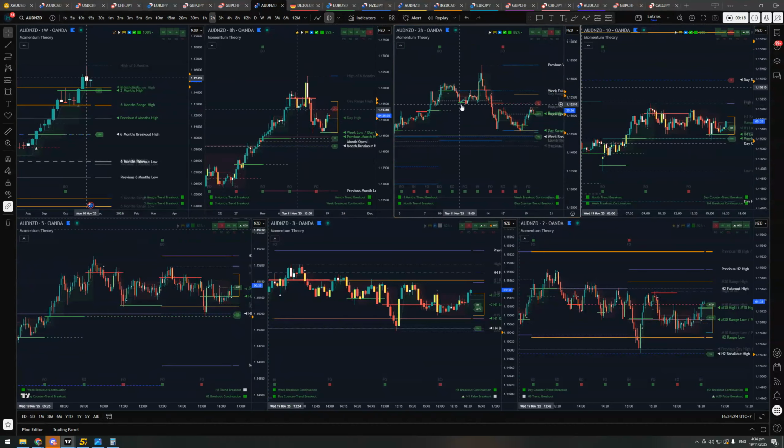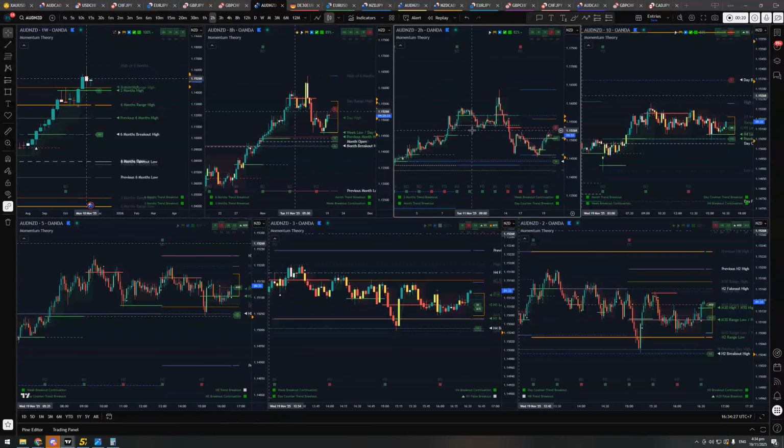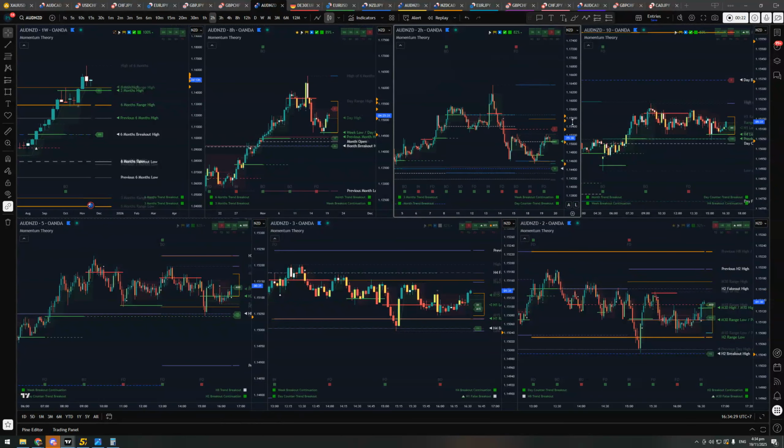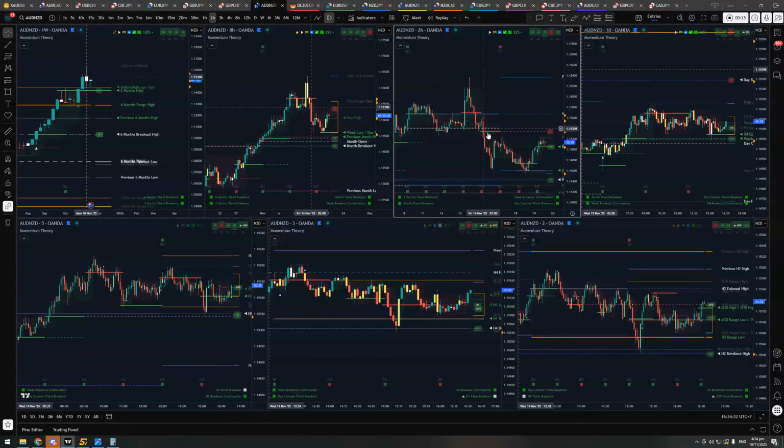Wanted to see a trend retracement. Technically, there was a trend retracement, but it didn't pull back deep enough, so I did not go for this. Broke out and then ended up failing.